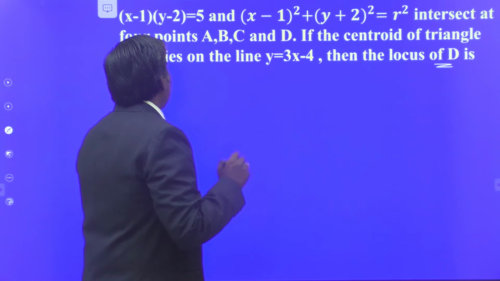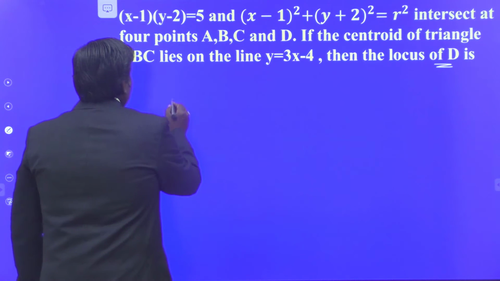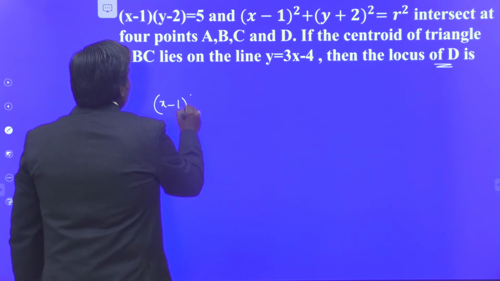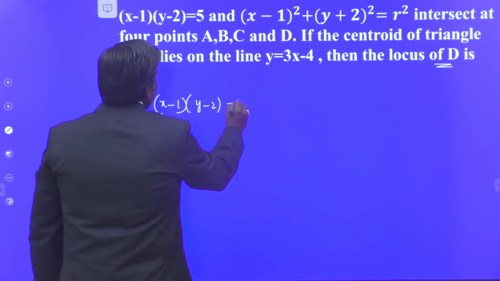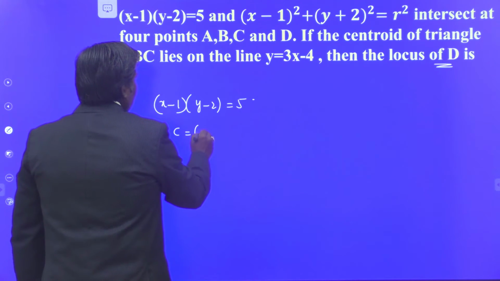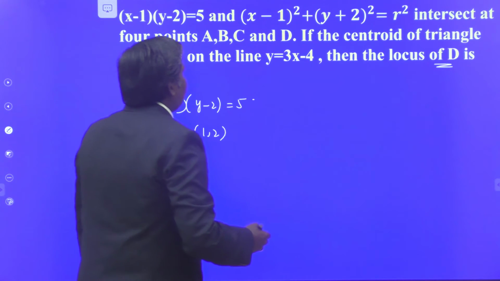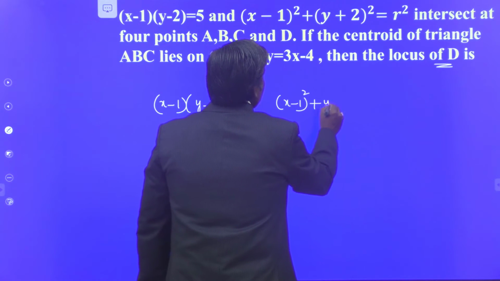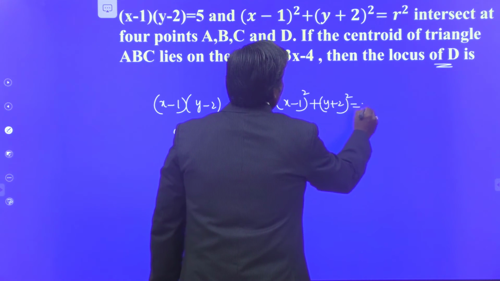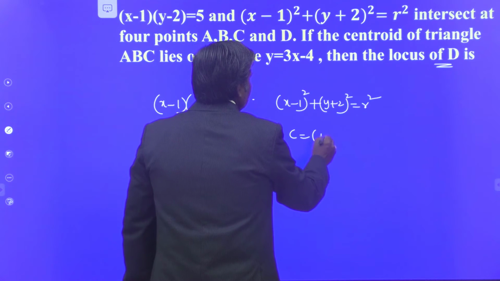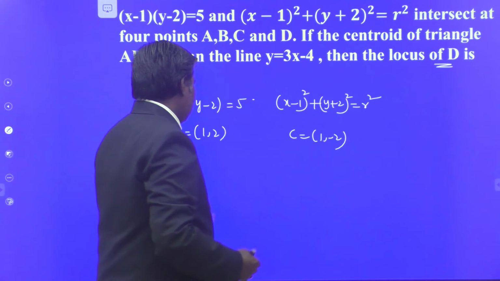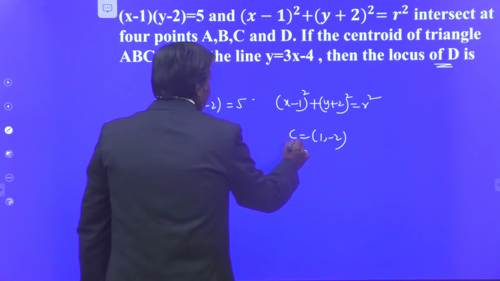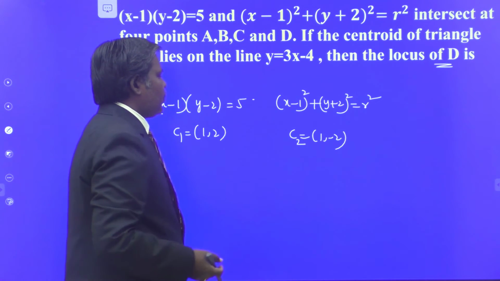X minus 1 into y minus 2 equal to 5 is a rectangular hyperbola, center at 1 comma 2. What is the other curve? This is the other curve: x minus 1 whole square plus y plus 2 whole square is equal to r square. Its center is 1 comma minus 2. So both the centers are different. This is C1, this is C2, intersecting at 4 points.